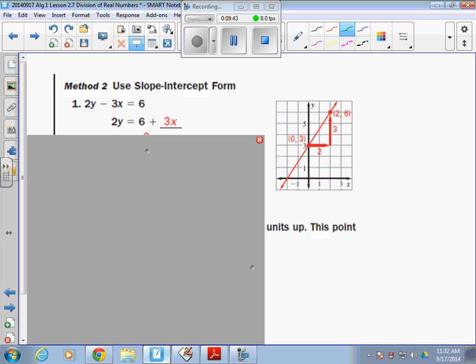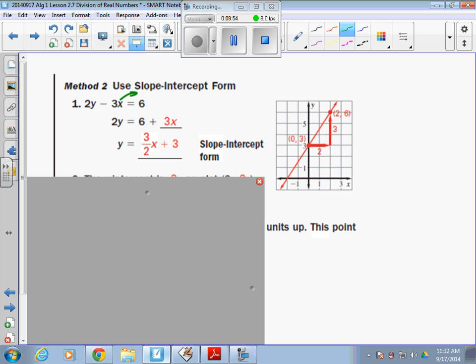This is method 2 using the slope-intercept form. Create y equals mx plus b form by moving negative 3x over by adding it, then dividing by 2 on both sides. You divide everything by 2. So y equals 3 over 2x, because 6 divided by 2 simplifies to 3, and 3 divided by 2 is 3 over 2x. So now you have mx plus b.